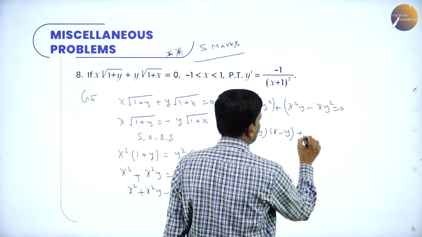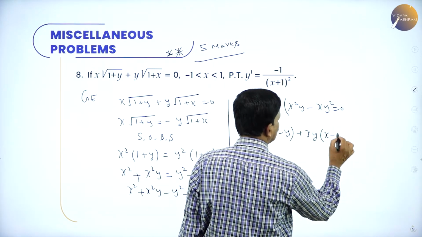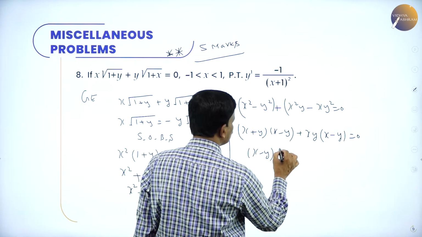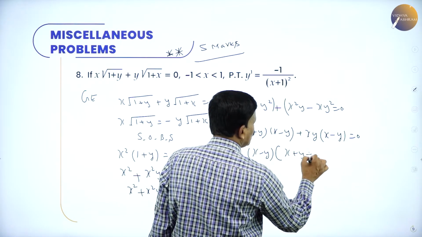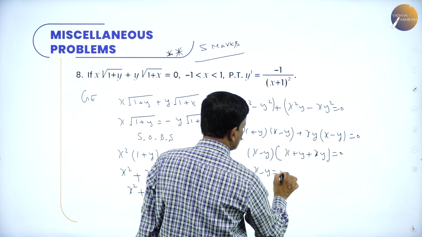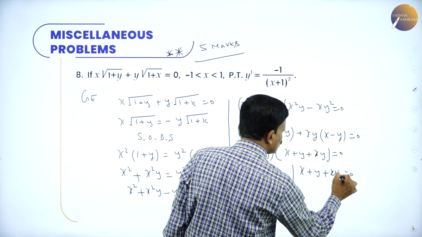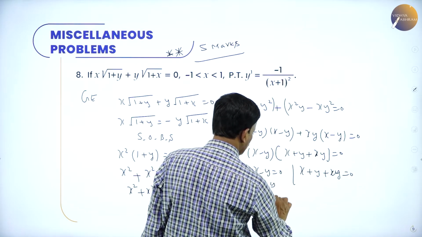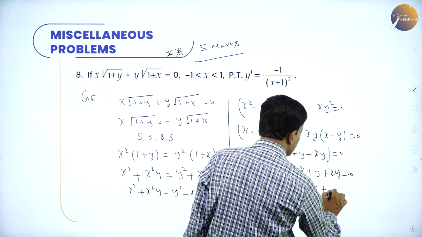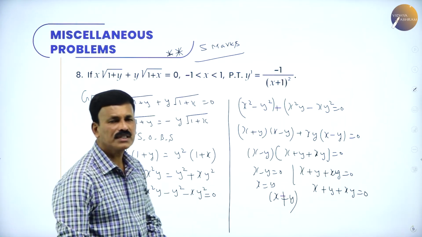Plus here, what is the common factor? xy you can take as the common factor. So what is left here is x minus y is equal to 0. In these two, the common factor is x minus y into x plus y plus xy is equal to 0. So x minus y is equal to 0 or x plus y plus xy is equal to 0. This implies x is equal to y, but x is not equal to y. Now consider this, x plus y plus xy is equal to 0. Using this, we can find the derivative.